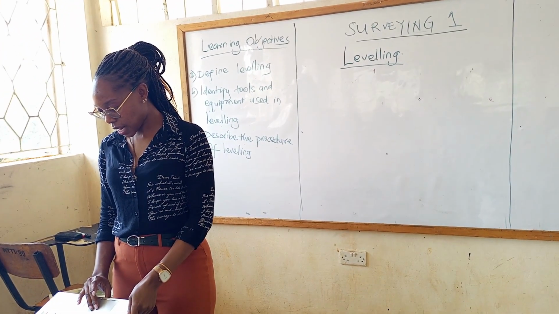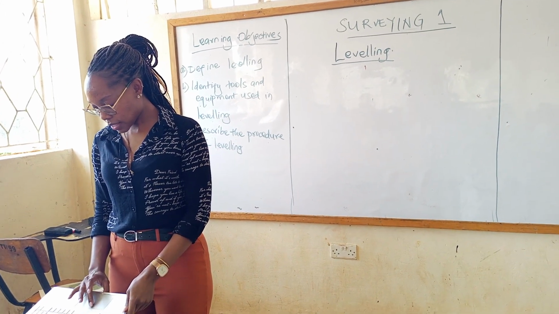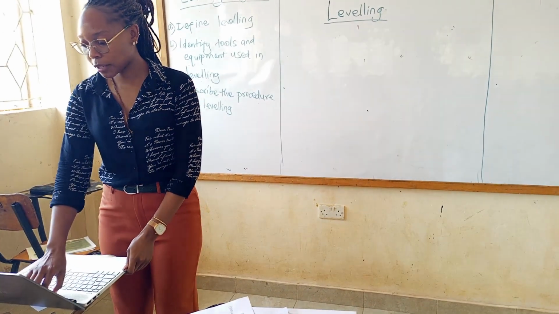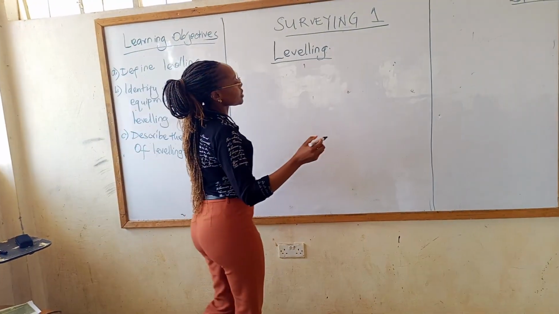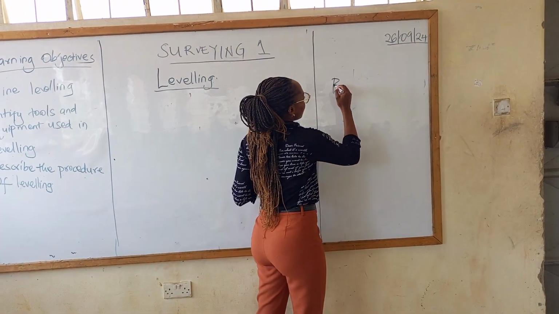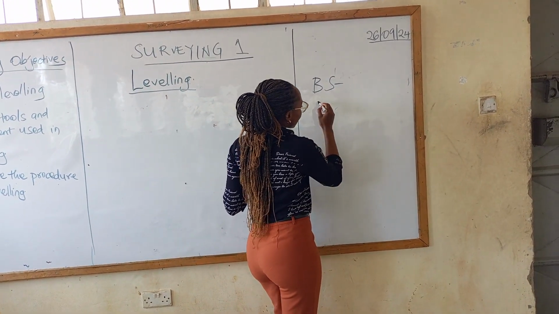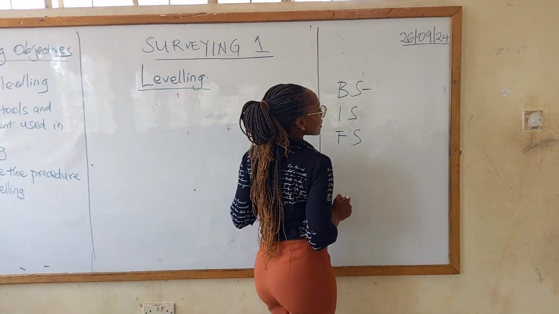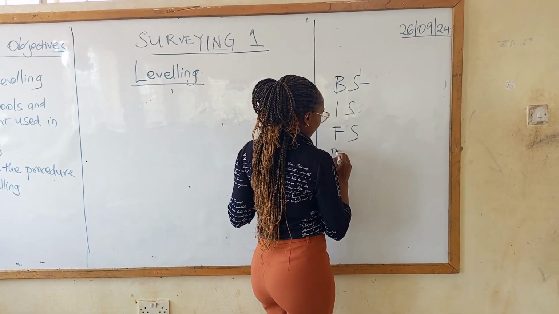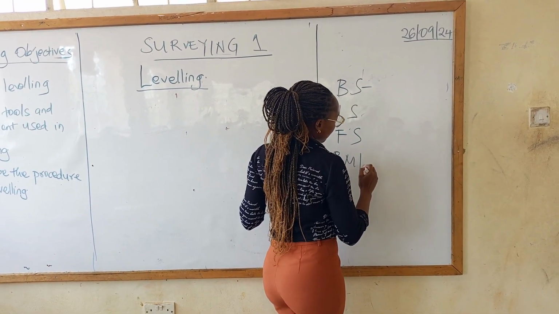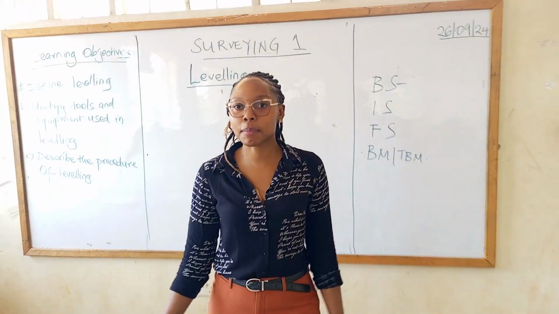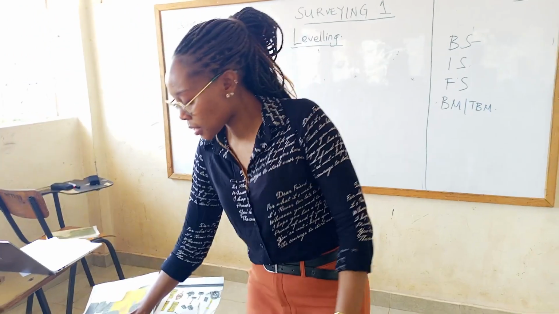From our previous class, we defined some of the terms that we use in leveling. Can somebody tell me what we define as backsights, what we define as intermediate sights, what we define as foresights, and what we define as benchmark or temporary benchmark? Remember we learned about this from the previous class.